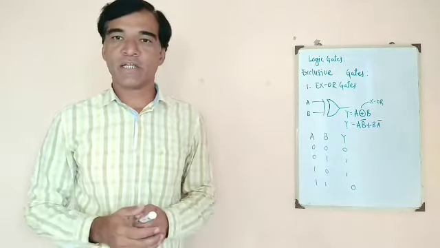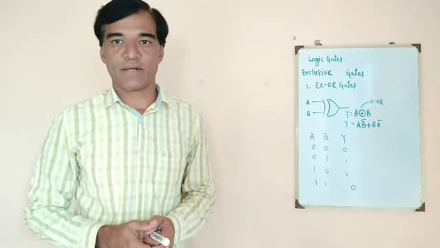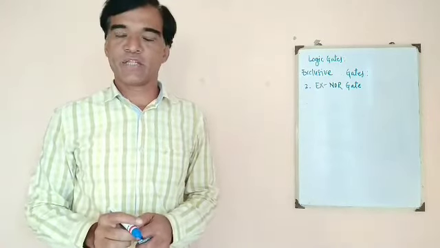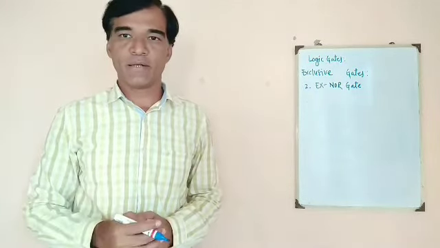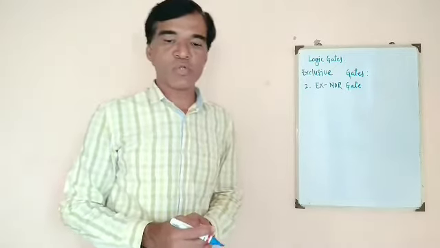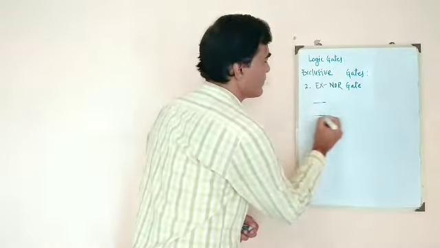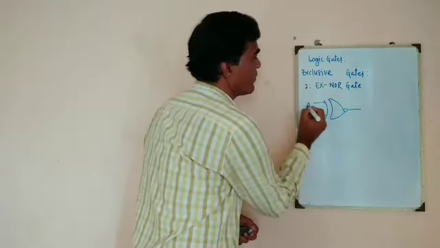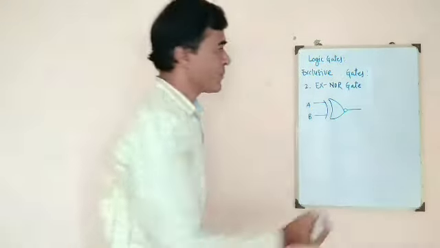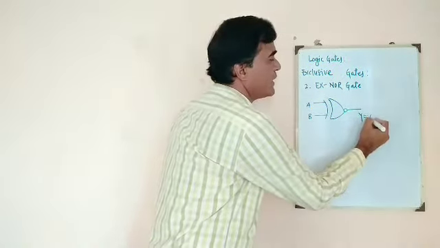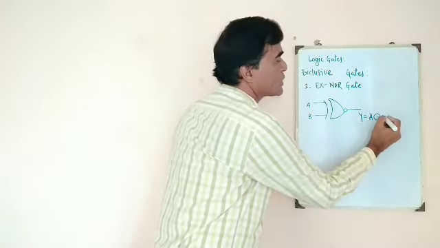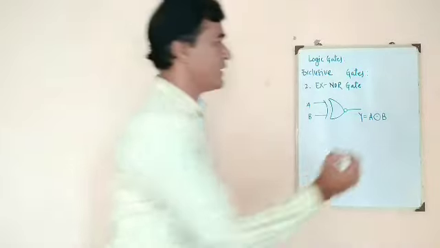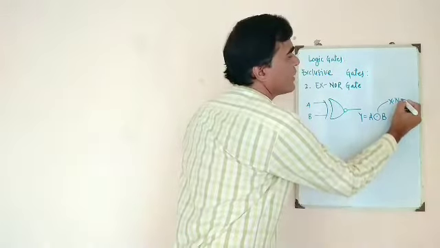The next exclusive gate is XNOR gate. The second exclusive gate is XNOR gate, which is exclusive NOR gate. The symbol for exclusive NOR gate is, where input variables are A, B, output Y is A XNOR B. Circle with a dot is the operator XNOR.